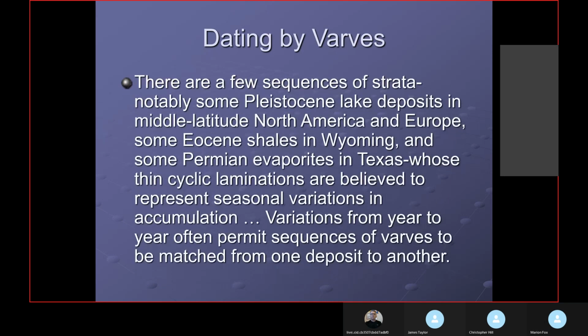Okay. There are a few sequences of strata, notably some Pleistocene lake deposits in middle latitude North America and Europe, some Eocene shales in Wyoming, and some Permian evaporites in Texas, whose thin cyclic laminations are believed to represent seasonal variations in accumulation. Variations from year to year often permit sequences of varves to be matched from one deposit to another. Again, it's like they did with their tree rings. They overlap them to get a sequence of time. And so they overlap them just like they did there.